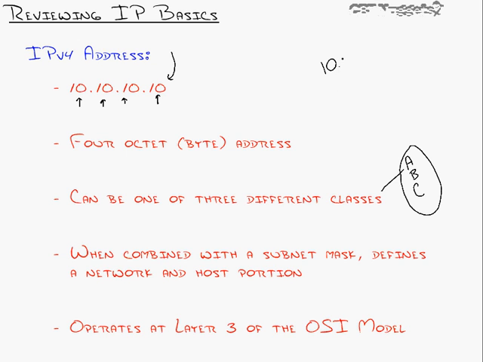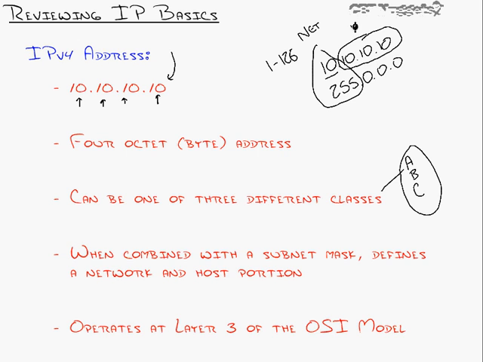So for example, if I had 10.10.10.10, and by default this is a class A address because the first number falls between 1 to 126, I know that by default it has a subnet mask of 255.0.0.0. So that tells me that this first 10 right here represents the network this host is on, and these last 3 tens represent the host that it is on that network. Now, with a Class A address, you get one network here, 10, and 16,777,214 possible hosts on that network.